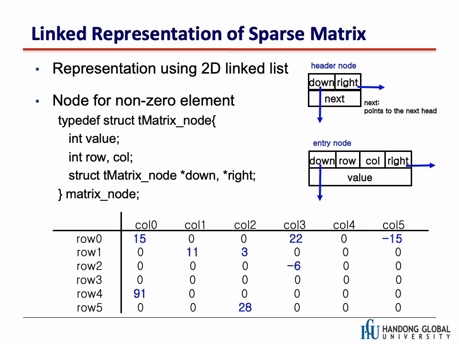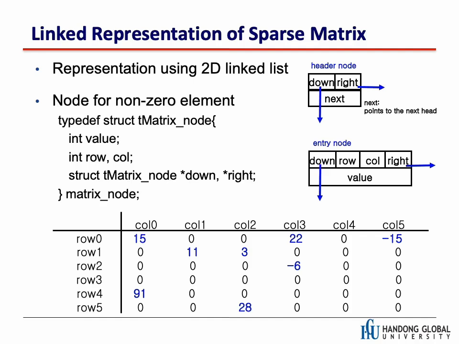Basically we will represent just the non-zero elements. If it is a zero element, then we will skip. So we have one structure, T matrix underbar node. In this structure, what we need is a value. In this example matrix, something like 15, 91, 11, 3, 28, 22, minus 15. These numbers will be represented by the variable value. And next we have a row and col. So row and col will represent the indexes.